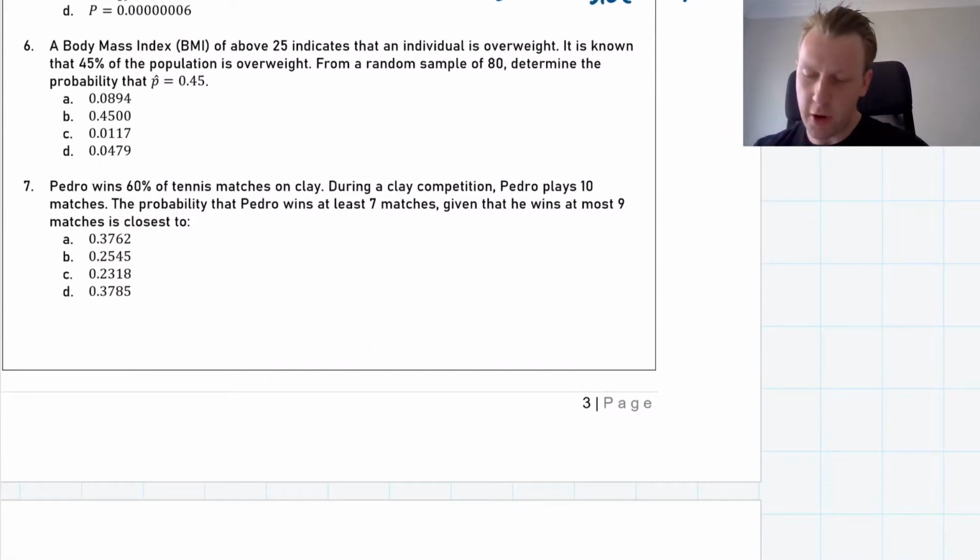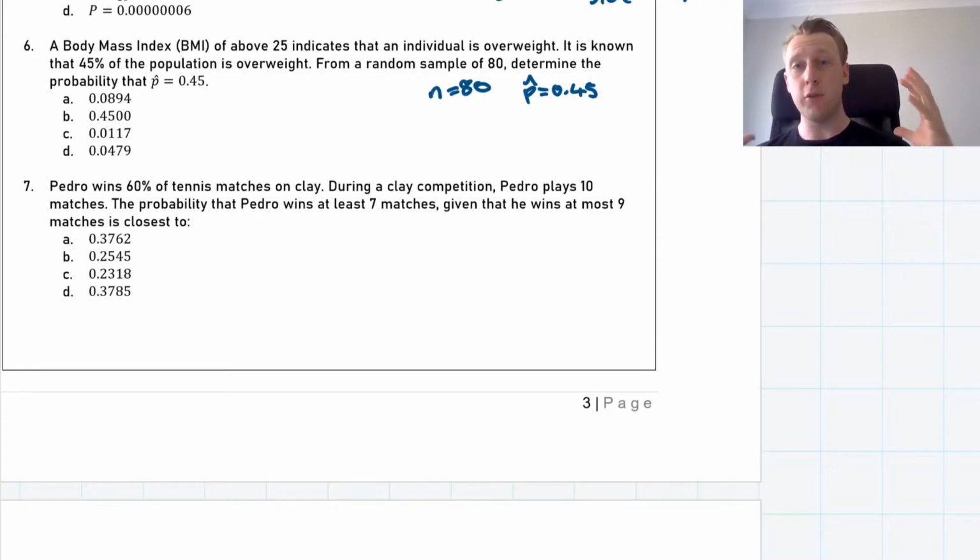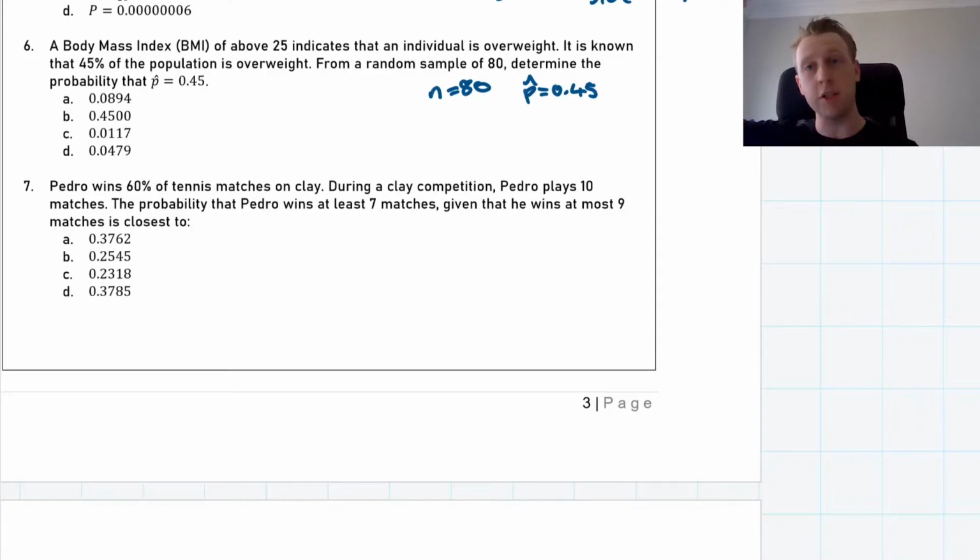BMI over 25 indicates that you are overweight according to their score. It's known that 45% of the population are overweight, so their BMI is over 25. We know that to be true from a sample of 80. Determine the probability that P hat equals 0.45. If you can imagine what's happening here, we know that 45% of the population is overweight. So if you grab someone from the population at random, you've got a 45% chance that they're going to be overweight.